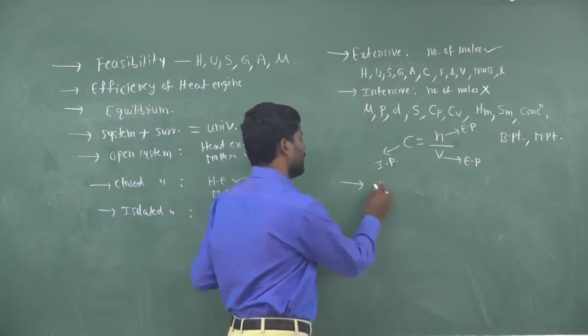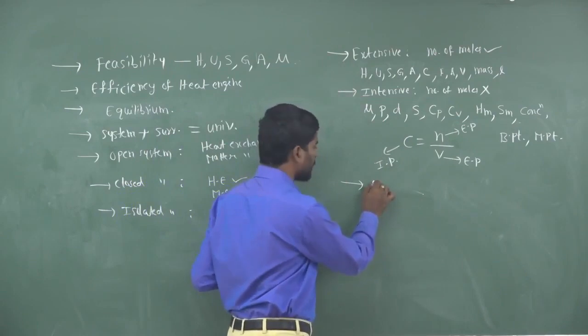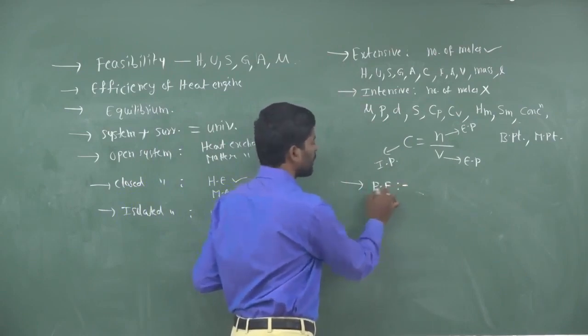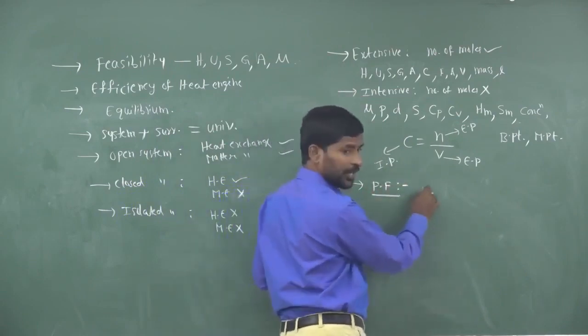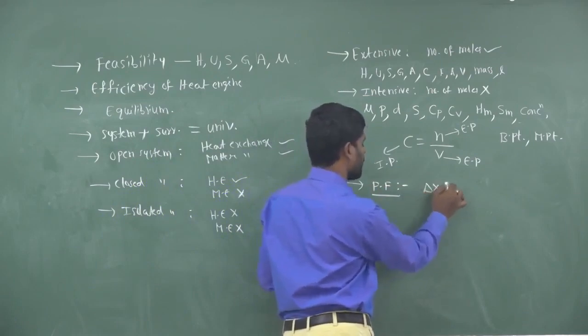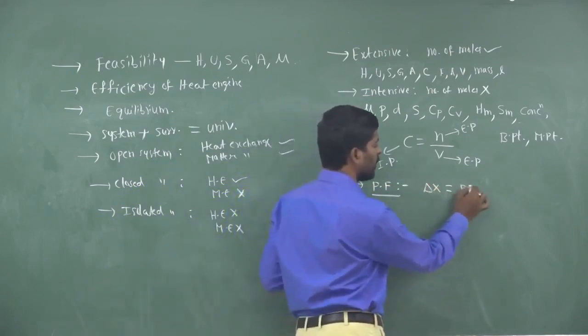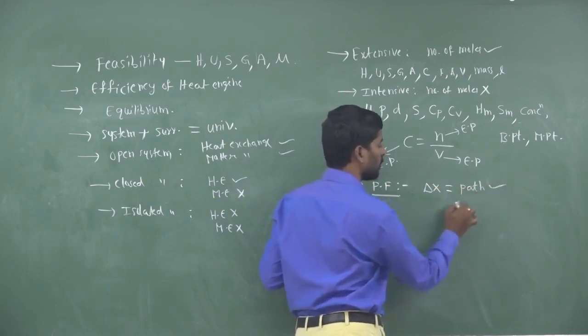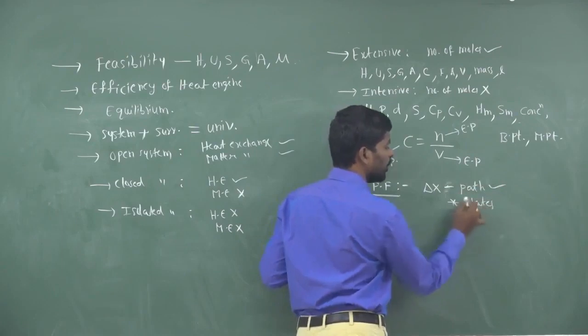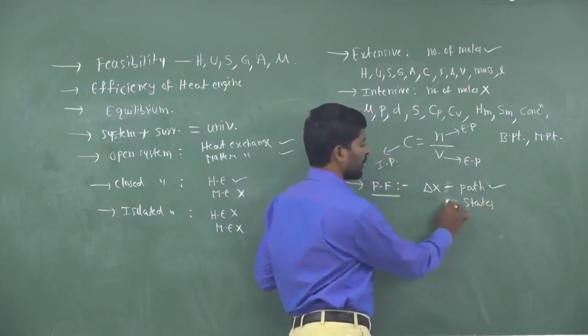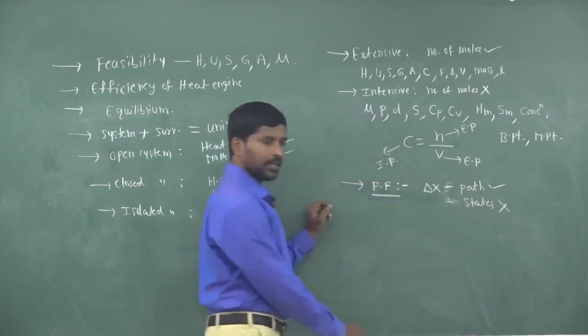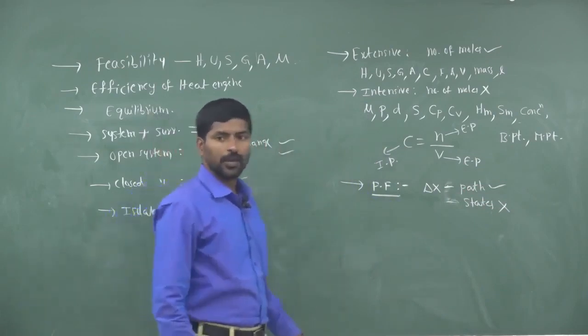Next one, path function and state function. What about path function? If change in a property, for example I am taking a property X, depends on the path followed, and does not depend on the initial and final states, that is called a path function.